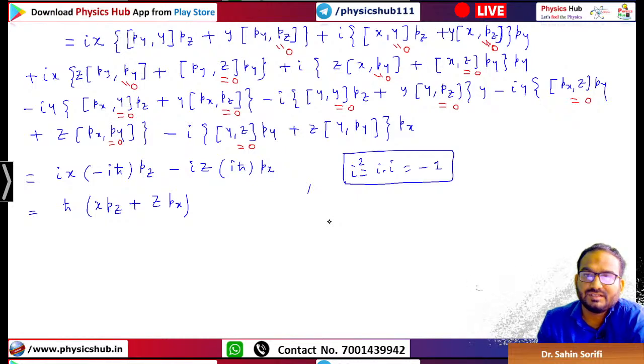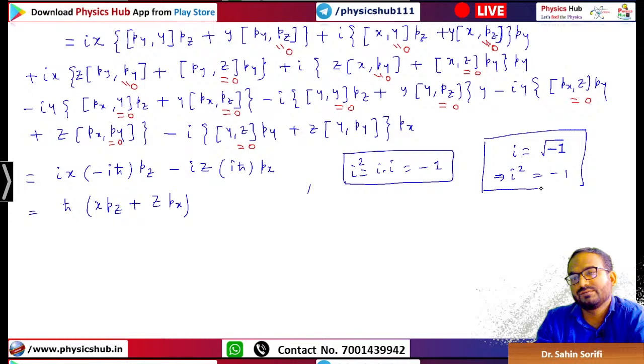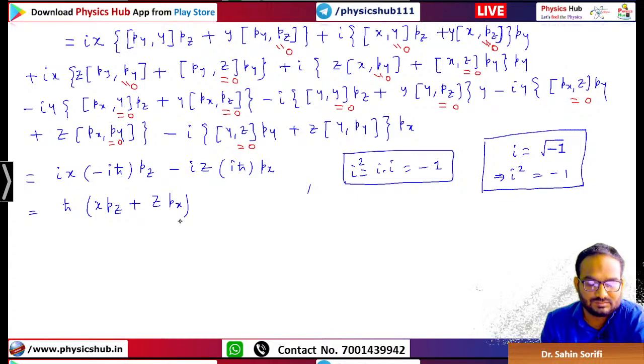Which negative sign? I square is equal to minus 1, na? I is equal to square root of minus 1. This is what we know. What is I square? The square root is gone, so minus 1. That is why whenever you see I square, you write minus 1. I into I square, minus 1, minus minus plus. Here I square is minus 1, minus minus plus.